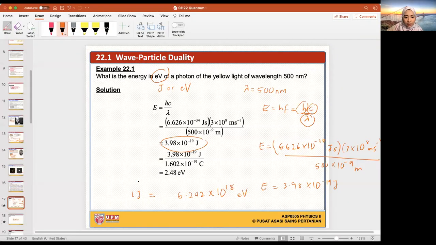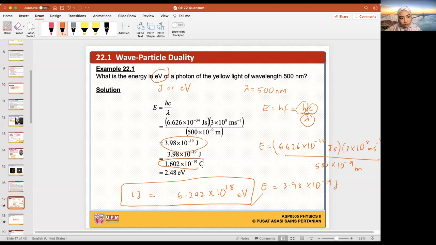Alright. So, tadi kita Google. We found out that 1 joule is equal to this much of EV. But here, they divided the joules with 1.602 times 10 to the minus 19 to get the EV. Is it the same thing? Yes, it's the same thing. So don't get confused when you Google, you get this value.